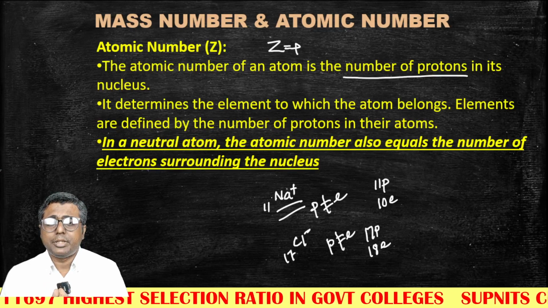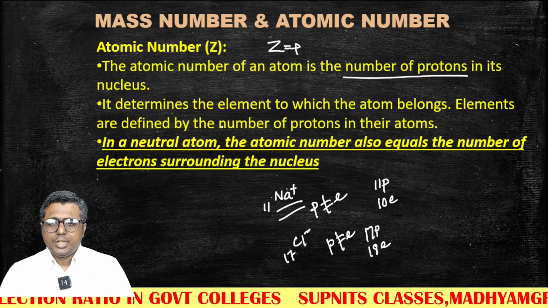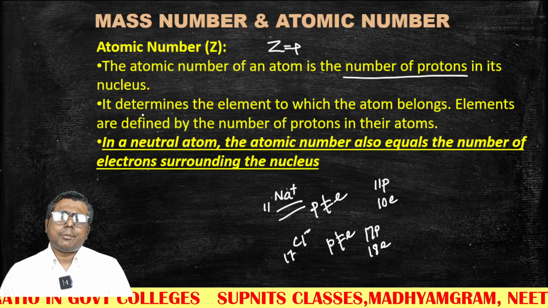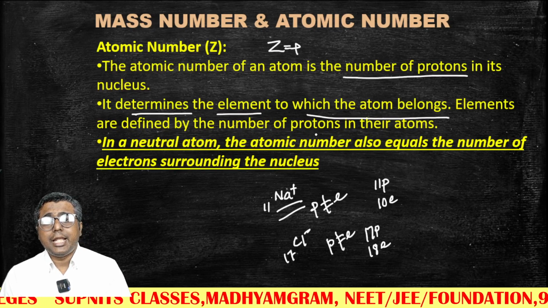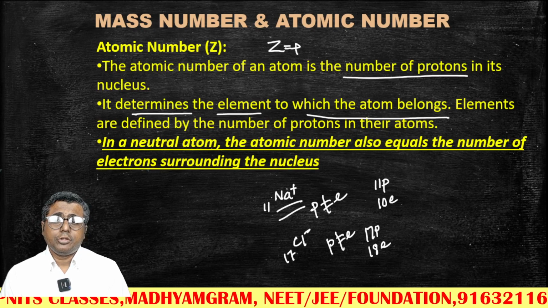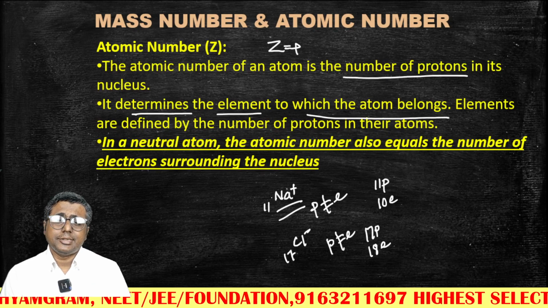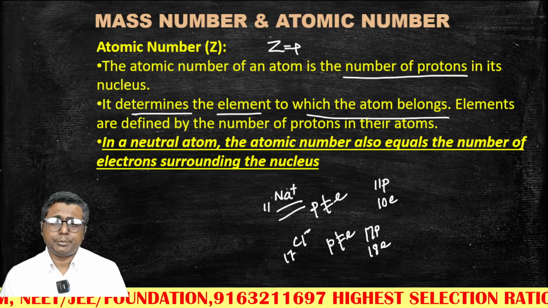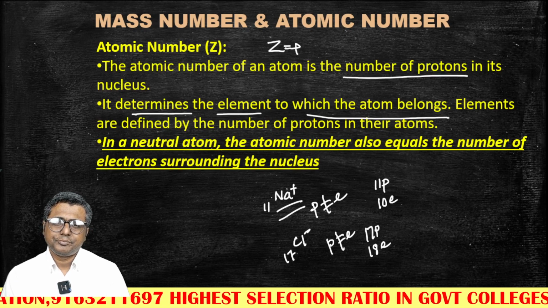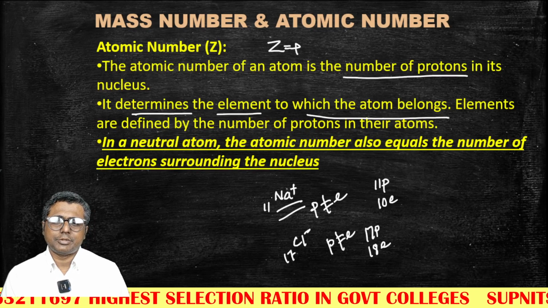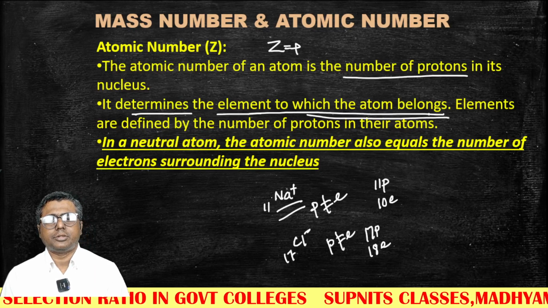So, you need to remember, understand, observe, and get the feel of these things. What does it determine? It determines the element to which the atom belongs. So, what information does the atomic number give us? Which element is it? This atom is of which element? Is it hydrogen? Is it nitrogen? Is it oxygen? Or is it something else? That is what the atomic number gives us: the element to which the atom belongs.